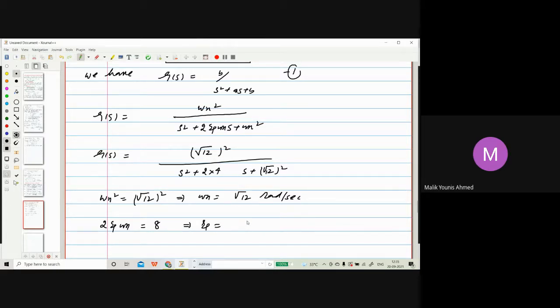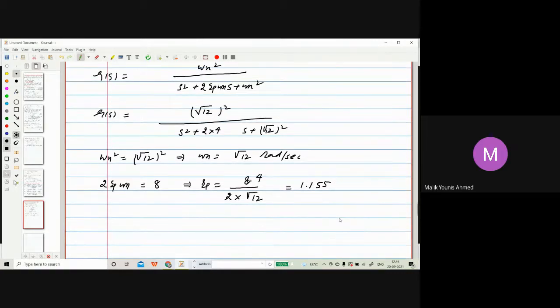That will be 8 divided by 2 times omega n. Omega n is under root 12, so that will be 4. And if you calculate this value, xi will be 1.155.